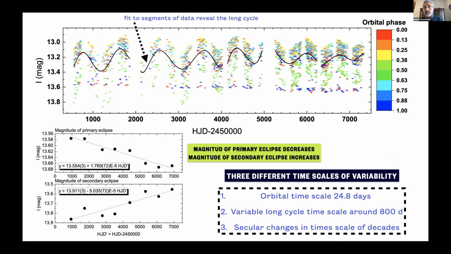These are secular changes on timescales of decades that, together with the variability of the long cycle on a timescale around 800 days and the orbital timescale of 24 days, compose three different timescales of variability for this noble periodic variable.